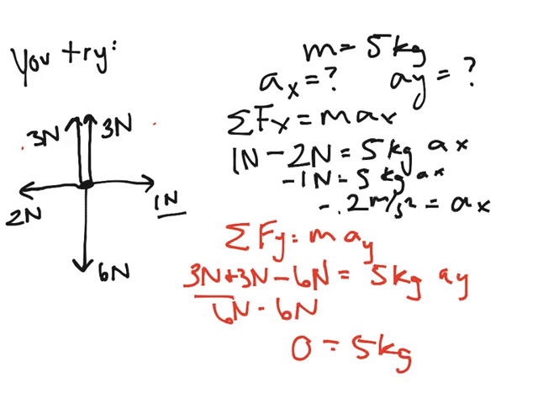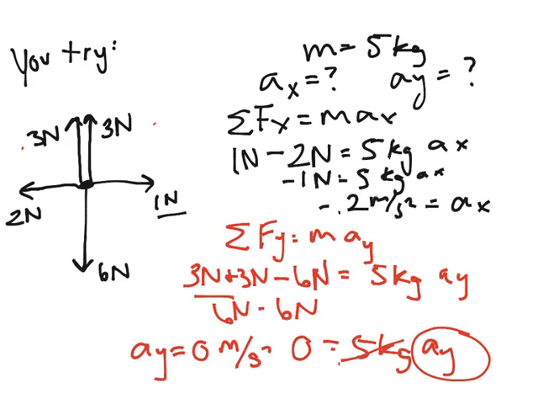So 5 kilograms ay equals 0. That means that ay has to be 0. The only way to get 5 times something to equal 0 is to multiply by 0. So you are not accelerating at all in the y direction, or the up and down direction.